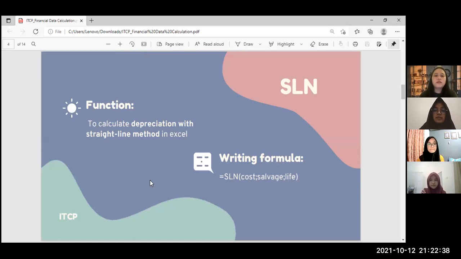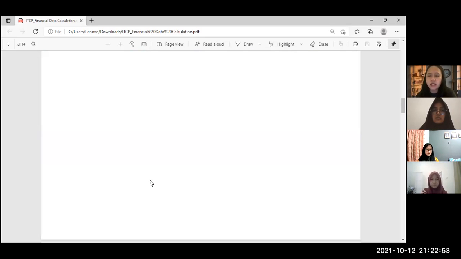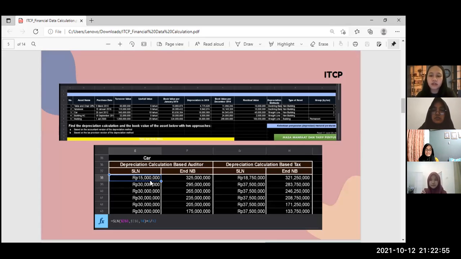The first formula is SLN. The function of SLN is to calculate depreciation with the straight line method in Excel. The writing formula of SLN is equal SLN open bracket cost, separator, salvage, separator, life, close bracket. Cost is the initial cost of the asset. Salvage is the value of the asset at the end of depreciation. Life is the period during which the asset is depreciated.